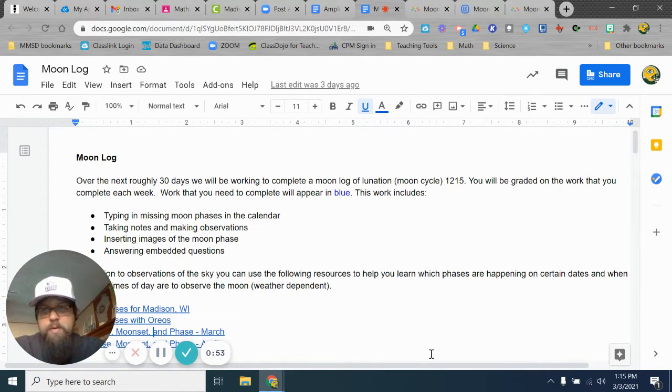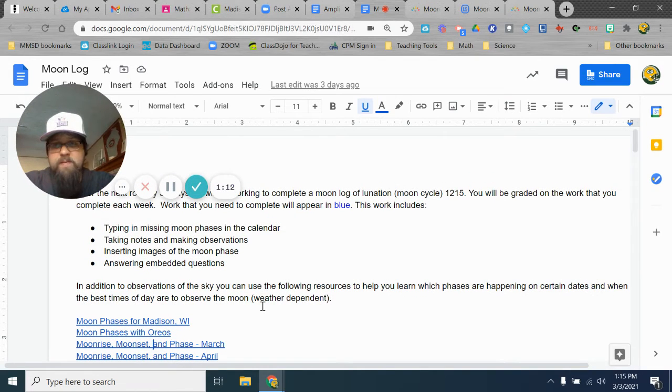This work will include typing in missing moon phases in the calendar, taking notes and making observations. This means if you actually go outside and observe a lunar phase, inserting images of the moon phase, and answering embedded questions about the specific moon phase. In addition to observations of the sky, you can use the following resources to help you learn which phases are happening on certain dates and when the best times of day are to observe the moon. Of course, that's always weather dependent.